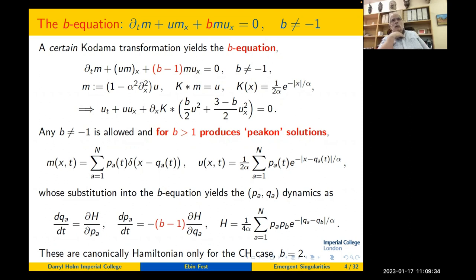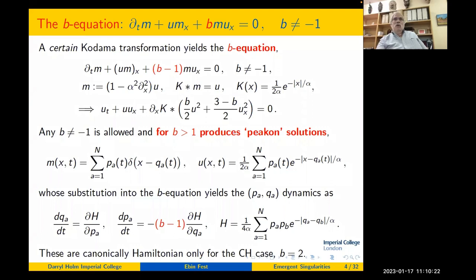And for B greater than one, it turns out you produce peakon solutions. And this is the ansatz for the solution, that M is a function of X and T. This is a singular solution that has an amplitude depending on time, and the position Q, and this is a map from a phase space in P's and Q's. And this is the map which Jerry Marsden and I realized was a momentum map. I was giving a talk about this map when it was for higher dimensions.